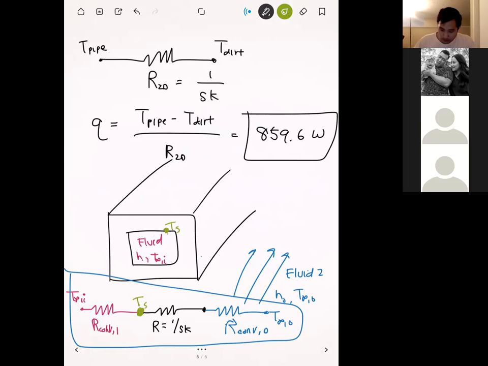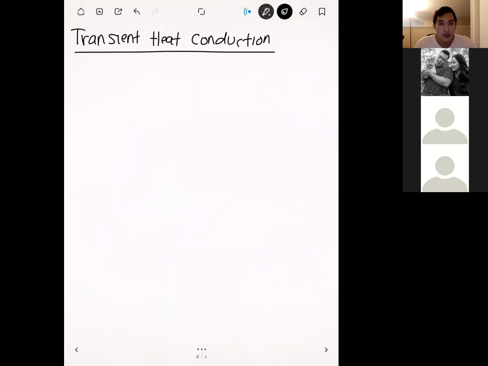Okay. All right, so let's go ahead and jump to the next set of lecture notes now, which is on transient heat conduction. What I mean by transient is that these heat transfer situations are going to vary with time. In a nutshell, these are situations where the temperature of an object is changing with time.